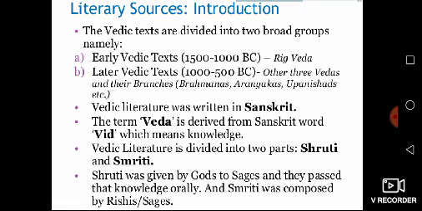Let's see. Shruti was given by gods to sages and they passed that knowledge orally. So Shruti was a mode of knowledge passed on orally, which they received from the gods, the sages and munis. And what is Smriti? Smriti was composed by rishis and sages, the munis or sannyasis.